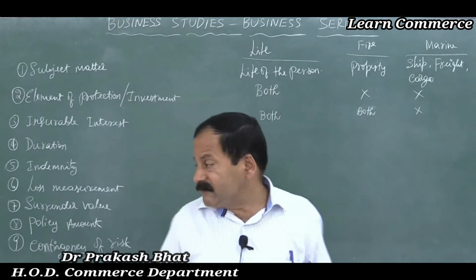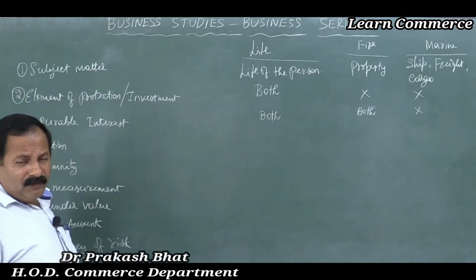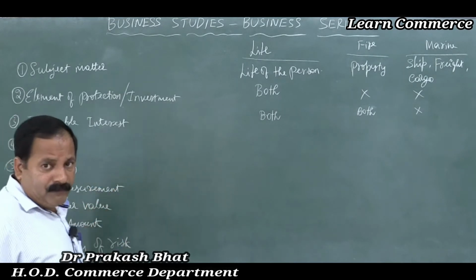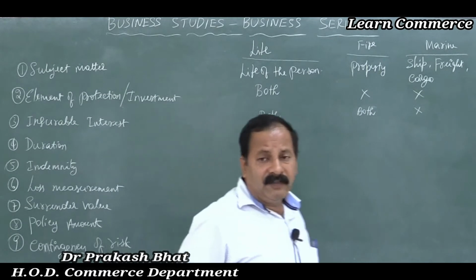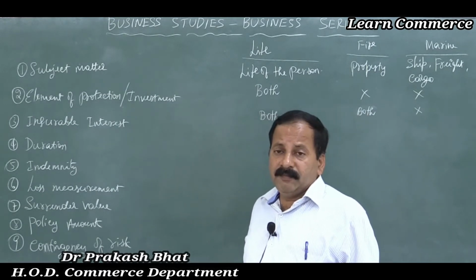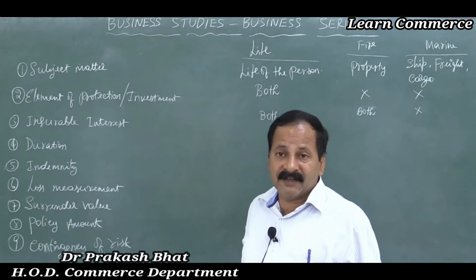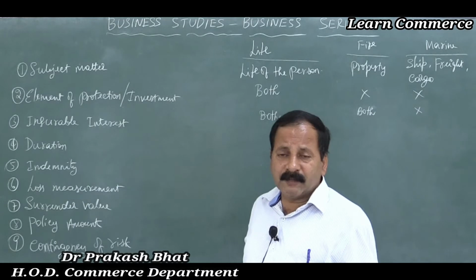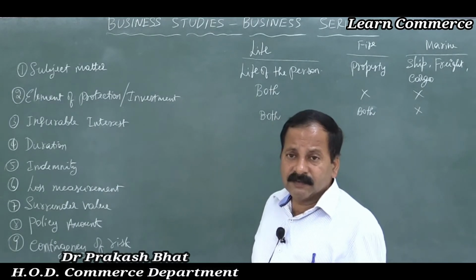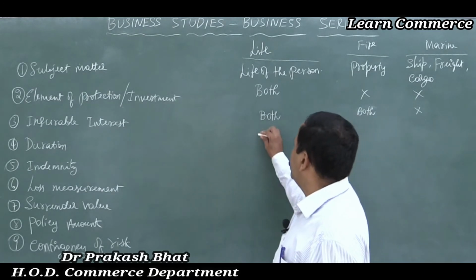Then the next one is duration. A life insurance policy can be taken for whole life. For the whole life, any person can take an insurance policy on his life. So the term is not a matter. He can take out an insurance policy for 10 years, 5 years, isn't it? Or 15 years, 30 years, whole life, isn't it? So there is no limit for duration.